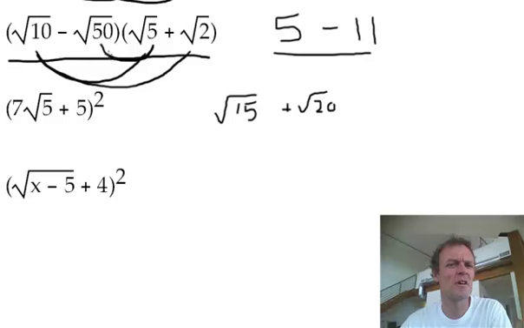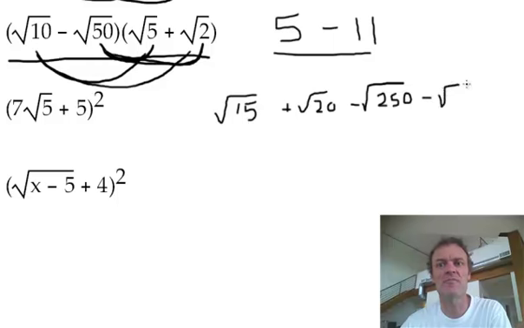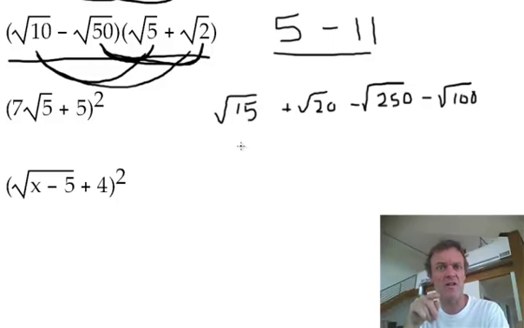Root 50 times root 5 is root 250. That's what 5 times 50 is. And then finally, the last is 50 times 2, and it's minus. It's 100. So I really have done the FOIL: first, outer, inner, last. 10 times 5, 10 times 2, 50 times 5, 50 times 2. All inside square roots. Well, I can see this at the end. Right, straight away I'm going to do this: square root of 100.